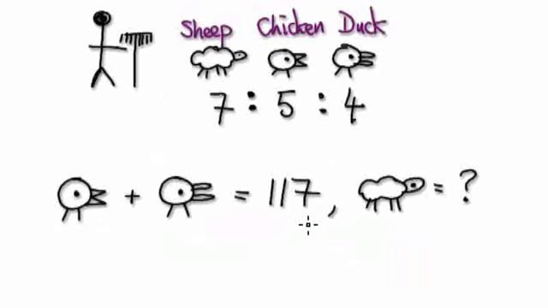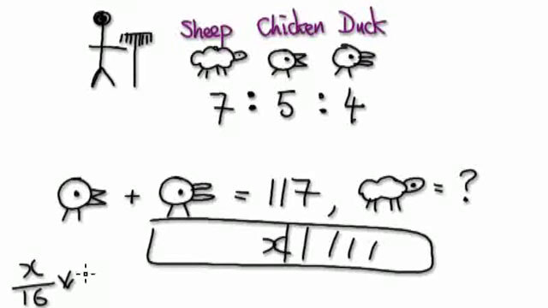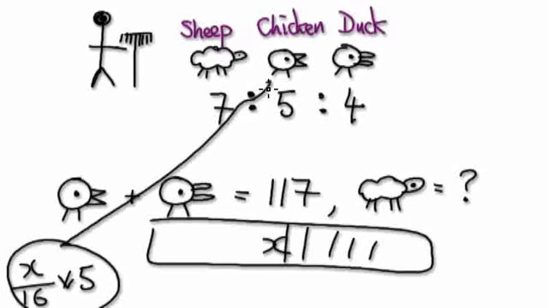So what I normally do is I'm going to just call this whole thing here X. X here represents all our animals on our farm. So I'm going to cut it up into 16 equal parts. Looking at the chickens, if I times by 5 here, this will give me the number of chickens.